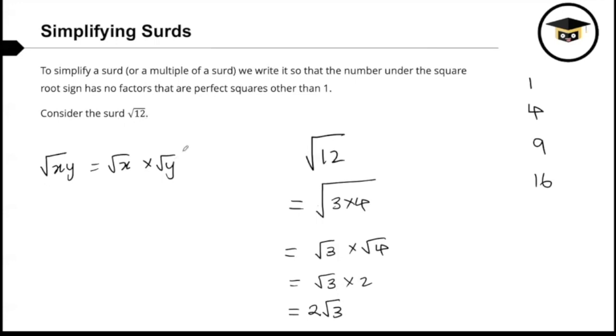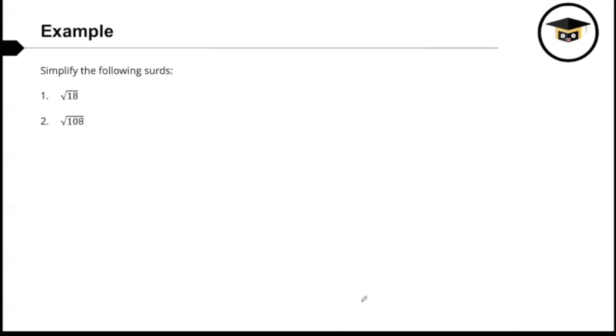We just want to take out the biggest square number factor and then just work it out from there. So let's move on to 2 examples here, which I'd like you to have a go at. So just pause the video. And then after doing the examples, we'll go through the solution. And I want you to pay attention to the process because that's the most important part here.